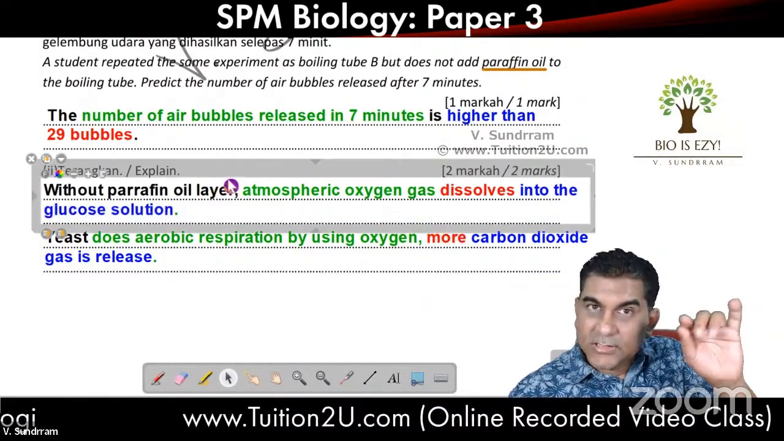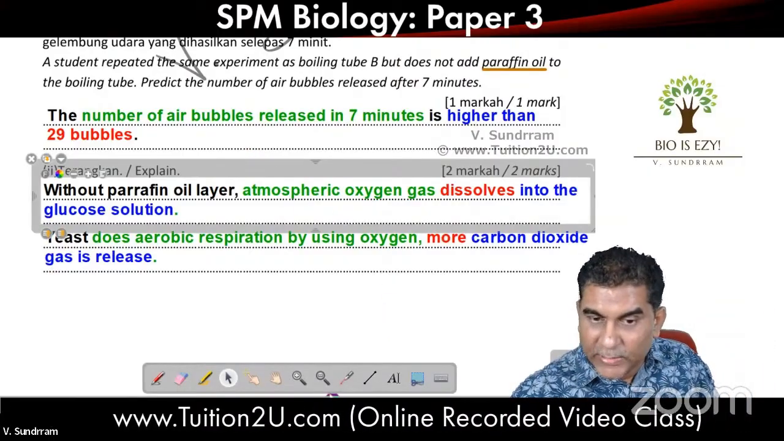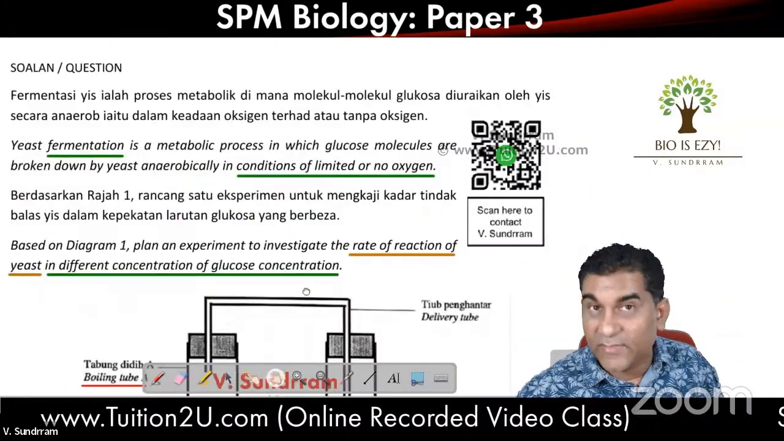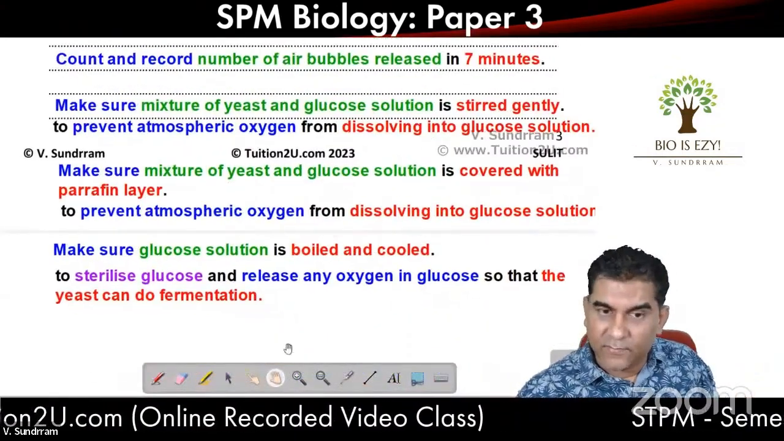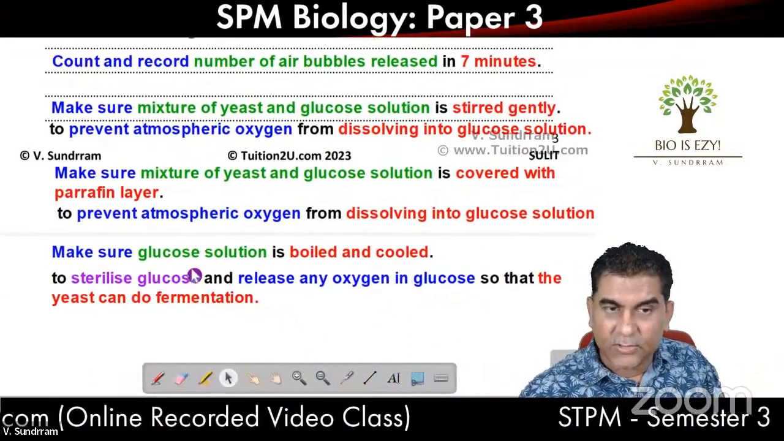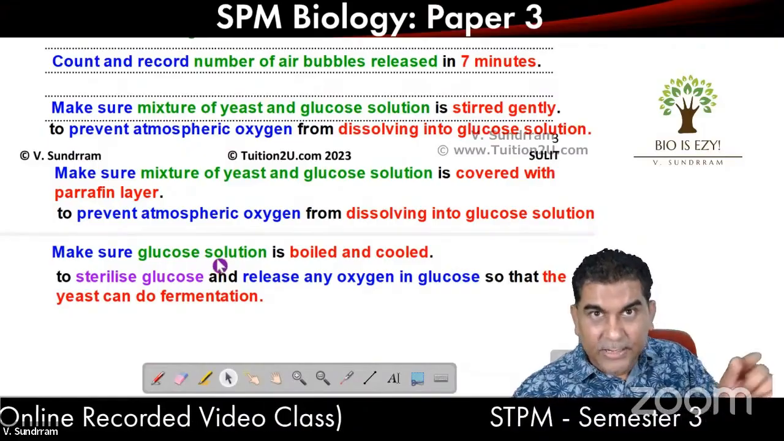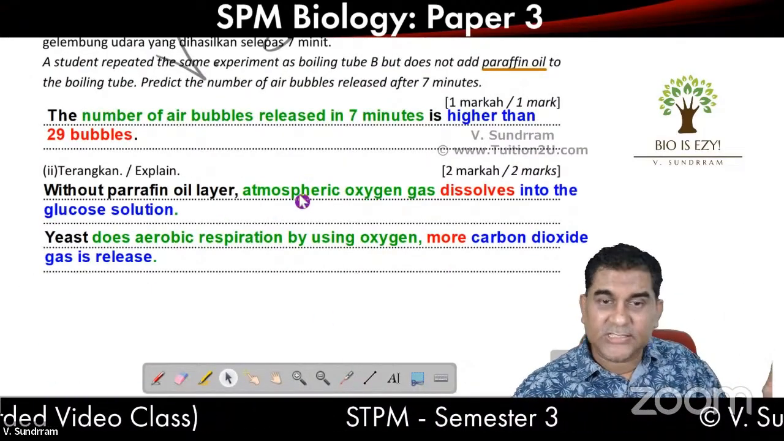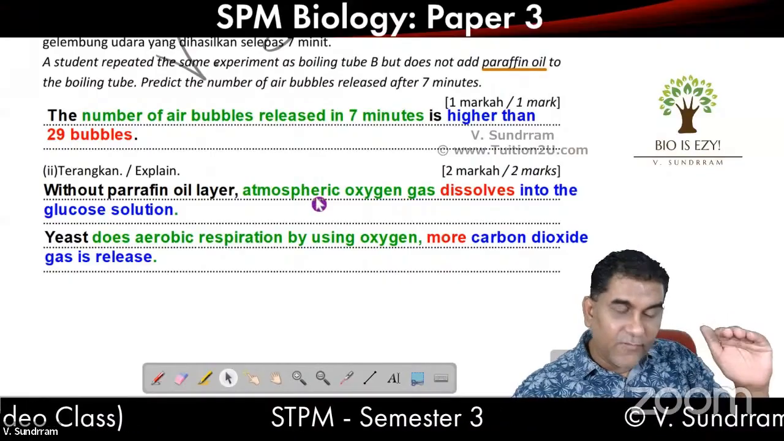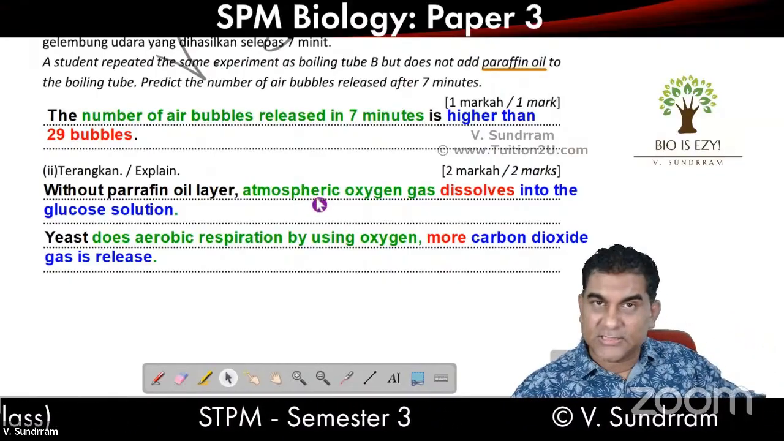This is something we didn't explain earlier. I told you when I was explaining how to control the variable, when it's about the constant variable, we mention what it is. We don't explain why. We explain when they ask. So like here, they are asking. So this is actually the opposite of the function. Paraffin oil is supposed to prevent gases from dissolving.